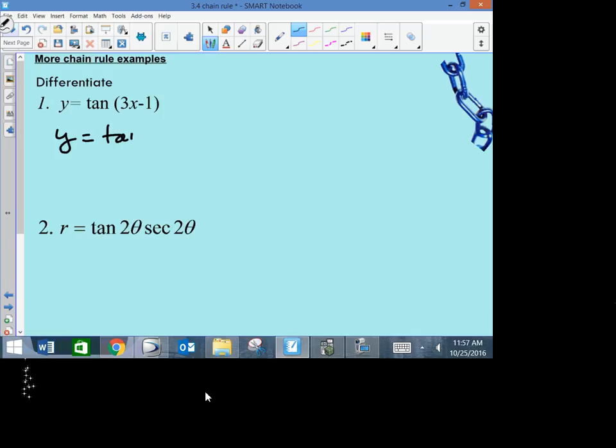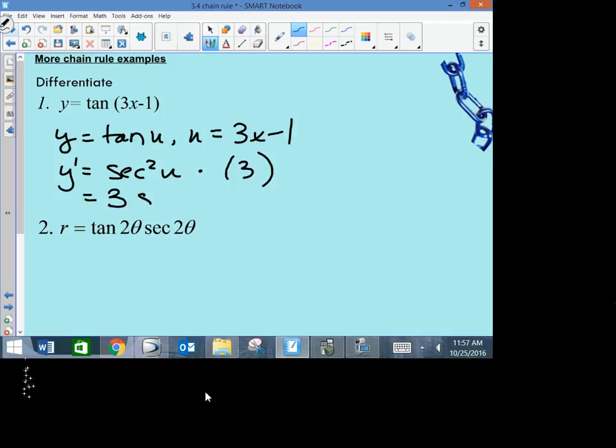Okay, let me make sure we're good on here. We got tangent of u, where u is 2x minus 1, everybody. y prime is secant squared of u times 3. Hold the 3 around front, put your u back in, you're done.